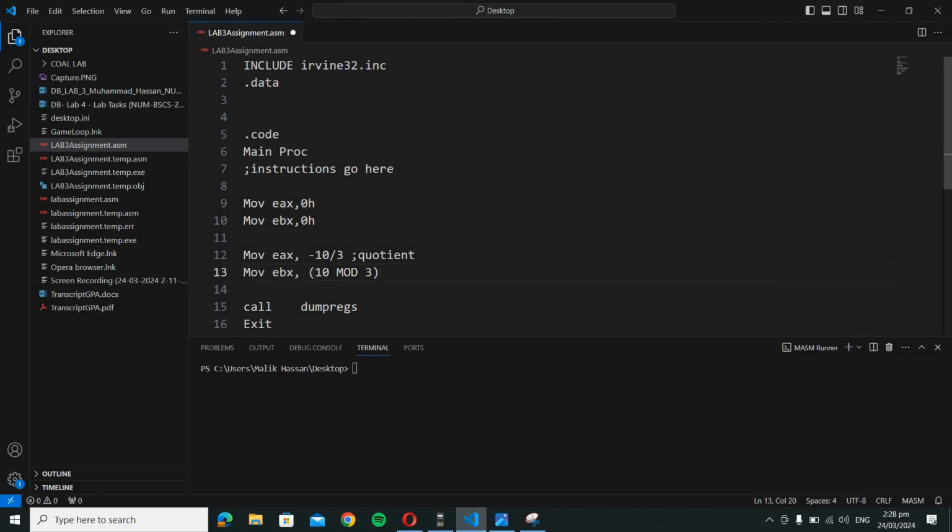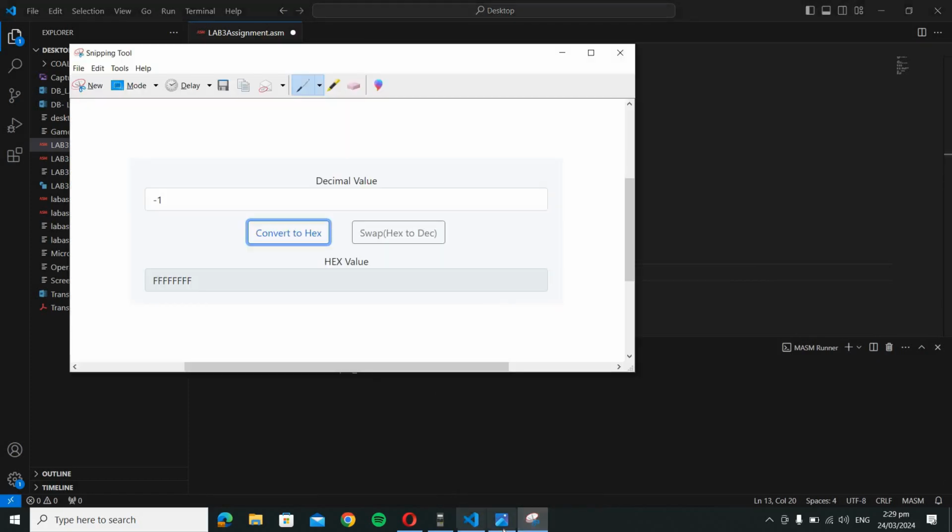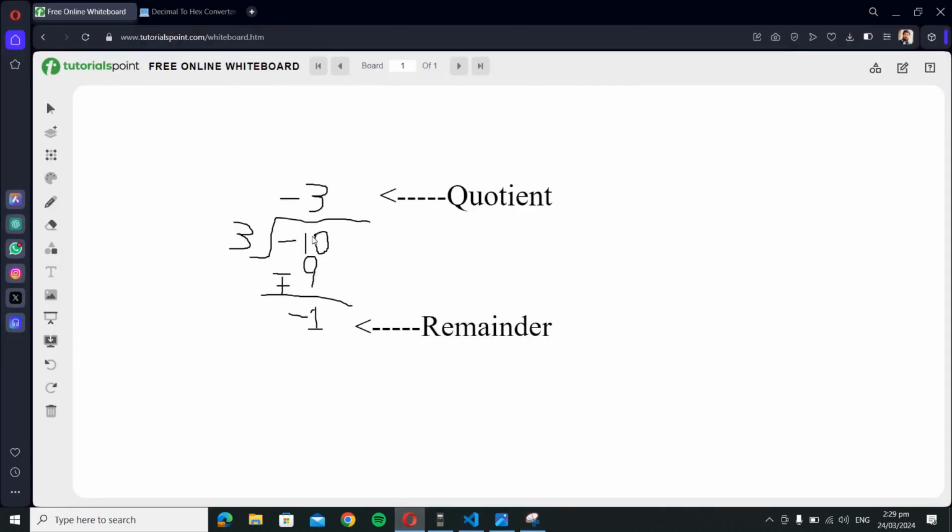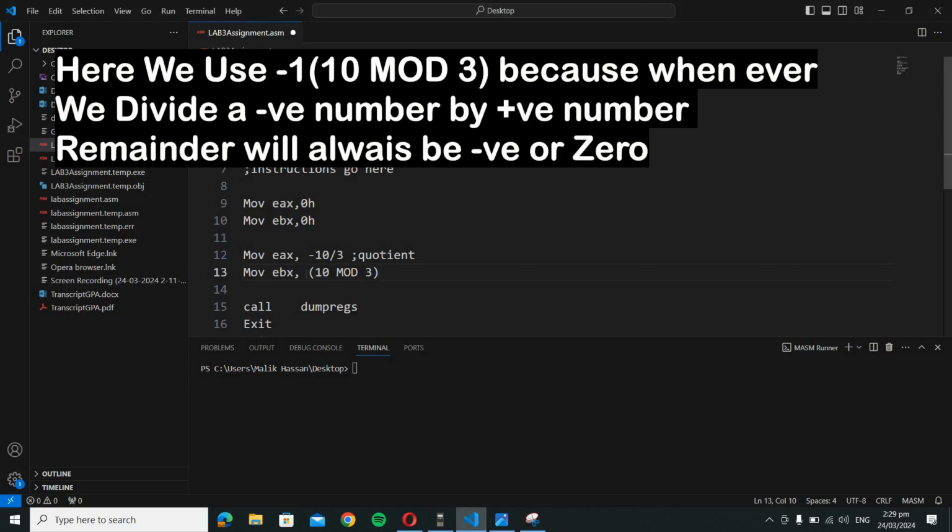As we know, in our question we have minus 10, but here I did it with 10. Why? Because I tried it before and I got some errors and did not get the exact answer. So what we will do is, whenever I get a remainder, it will always be negative or 0. So here I can multiply it with minus 1, which is the best way. So I have to run the code.